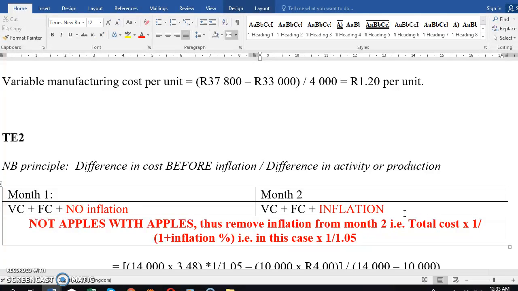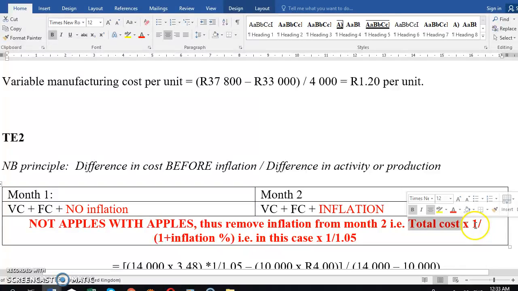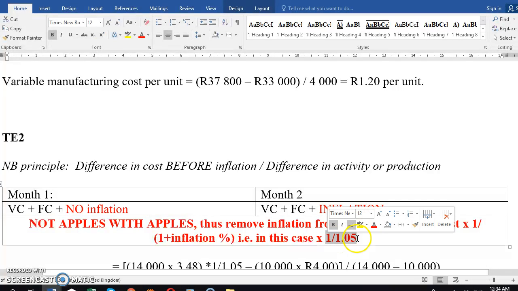1 plus inflation. So in other words, if I have 100 Rand and inflation is 6%, it's 100 plus 6%, which is 106. So to reverse that inflation, I take the inflated amount, the total cost which is inflated, and I reverse it by multiplying by 1 over 1 plus inflation. In this case, I'm going to take the month 2 costs and multiply it by 1 over 1.05. If the denominator is higher than the numerator, you end up with a lower amount, which is what we want, because we want the amount before inflation, which will obviously be lower.